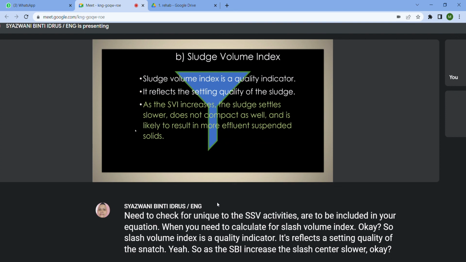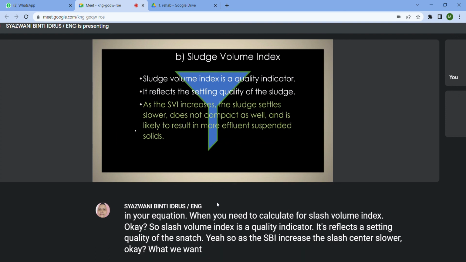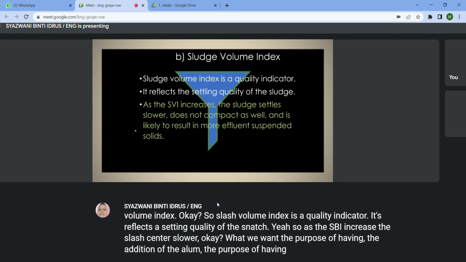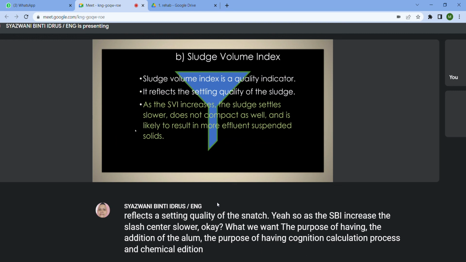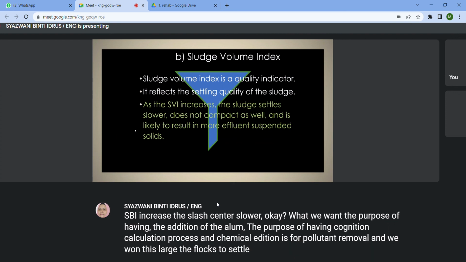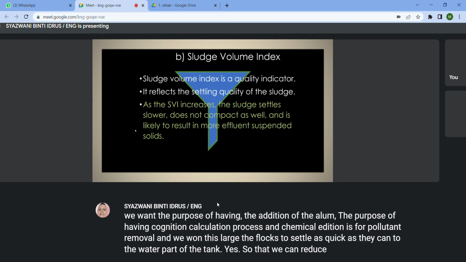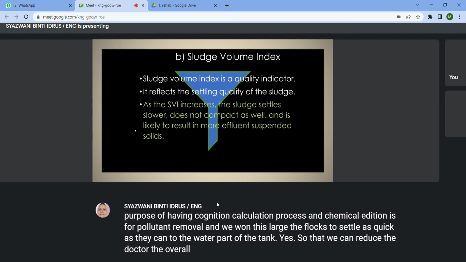Okay, the purpose of adding alum, of having the coagulation process and chemical addition, is for pollutant removal, and we want the sludge flocs to settle as quickly as they can to the bottom part of the tank, so that we can reduce the overall operational cost.